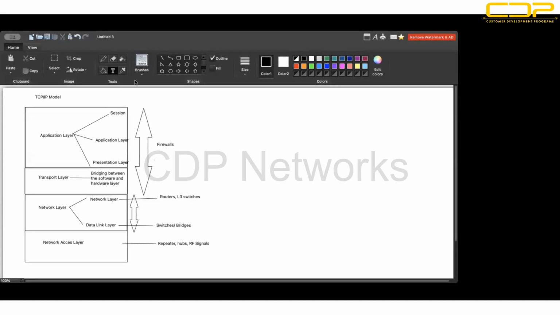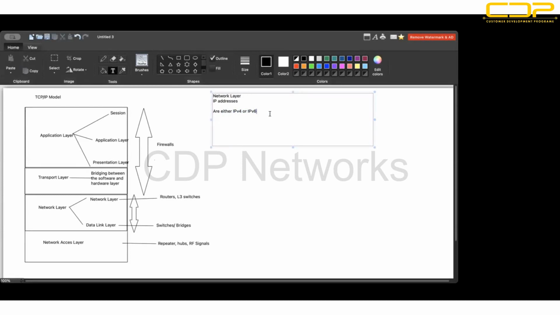Now the concern here is we will be targeting each layer. So let's start with the network layer. In the network layer, we have something called IP addresses, and these IP addresses are either IPv4 or IPv6.